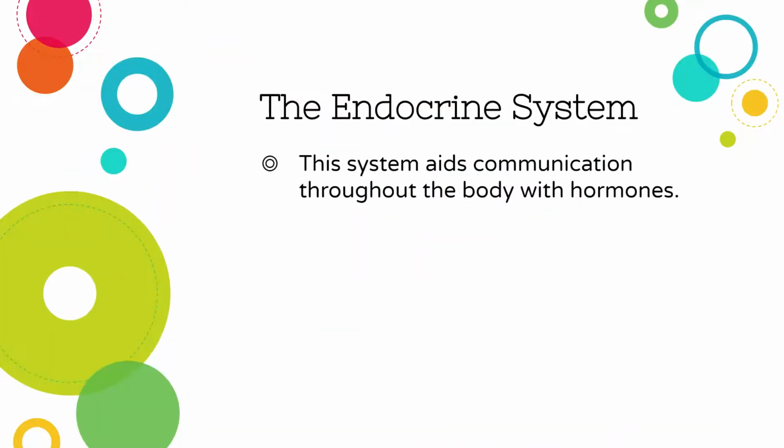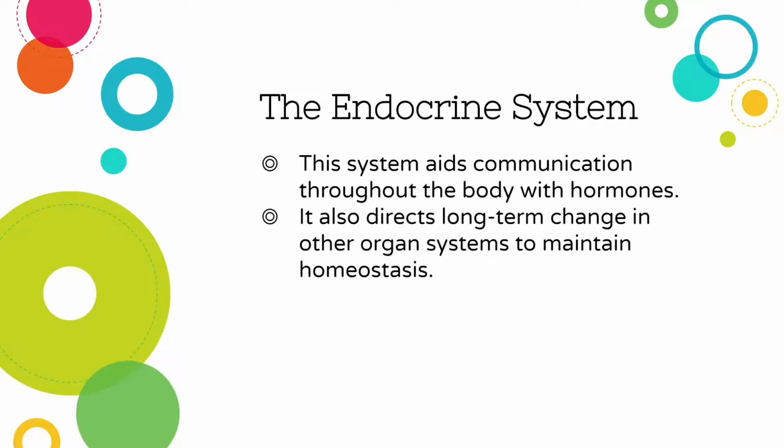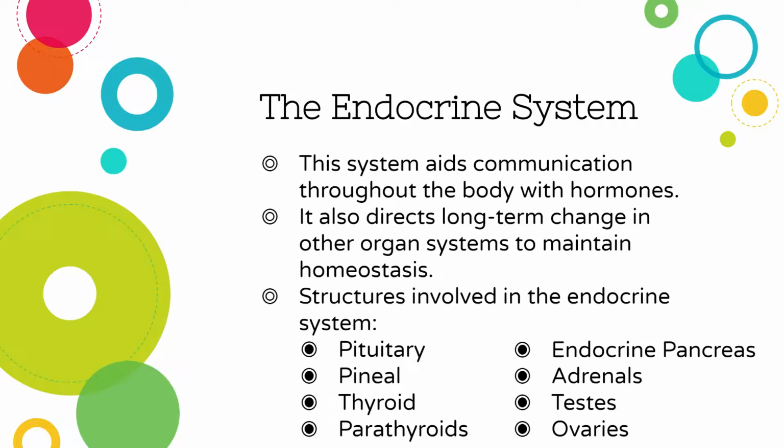The endocrine system aids communication throughout the body by using hormones. It also directs long-term change in other organ systems in order to maintain homeostasis. Homeostasis is what every organism tries to achieve, and it is an internal balance that is important for survival. Structures involved in the endocrine system include the pituitary, the thyroid, and adrenals.